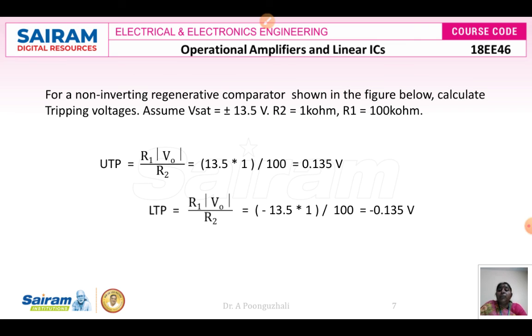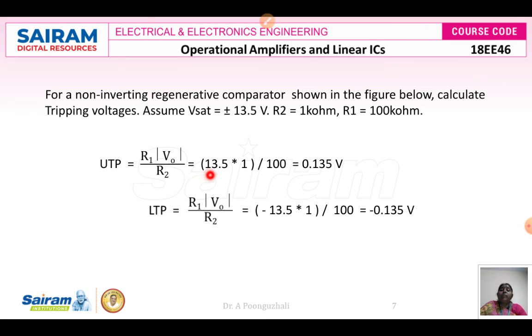So now we will see a problem. For the non-inverting regenerative comparator shown in the figure below, calculate the tripping voltages. Tripping voltages are nothing but your upper threshold and your lower threshold voltage. Assume your VSAT to be plus 13.5, R2 to be 1 kilo ohm and R1 to be 100 kilo ohms there. So UTP is equivalent to your V0 into R1 by R2.